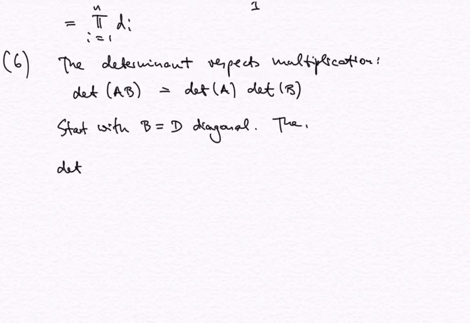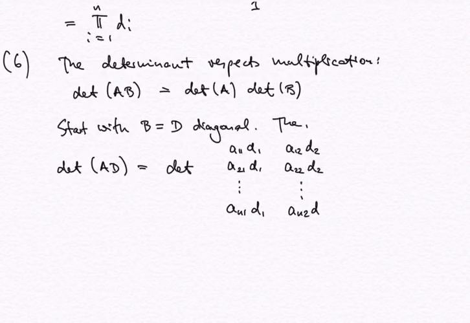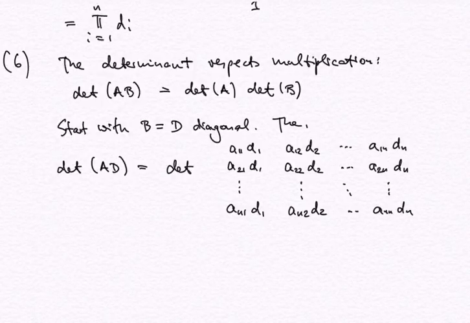Then the determinant of A times D is the determinant of the matrix with columns (A11 D1, A21 D1, ..., AN1 D1), (A12 D2, A22 D2, ..., AN2 D2), and so on, up to (A1N DN, A2N DN, ..., ANN DN).